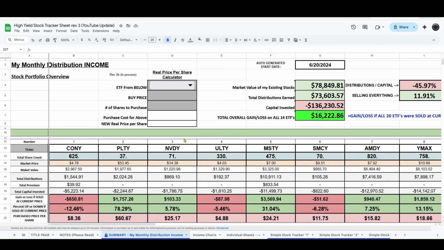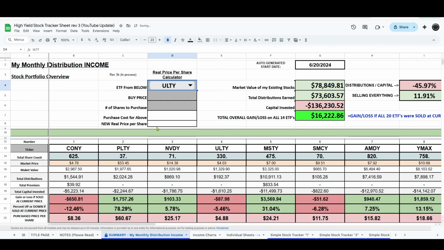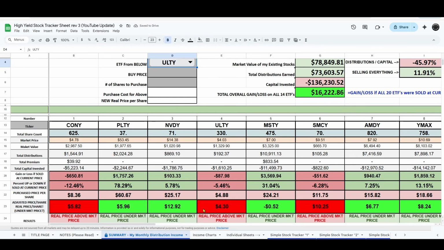But how the calculator works is you have your list of ETFs that you're in, and it automatically searches and it knows which ones that you have. And it has a little drop down box, and you just pick one of the ones that you have. In our case here, if I said I was going to buy more ULTY, I can select ULTY right here because ULTY is red, right? So I would not necessarily want to pick NVDY because it's green.